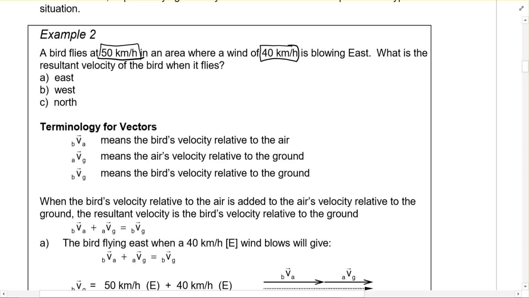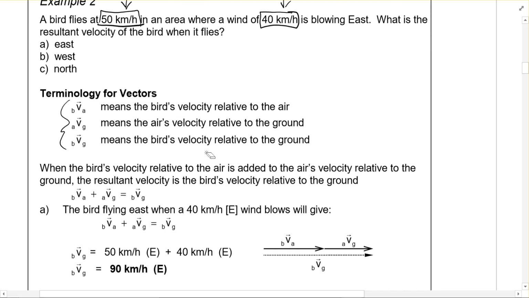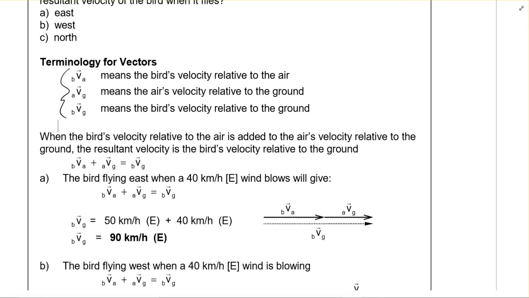So that's what we want to find, right? If this is how fast the bird can fly, and this is how fast the wind is blowing, how fast is the bird going in the end? That's what the bird's velocity relative to the ground means. Hopefully that makes sense, because it's kind of like a tongue twister sometimes trying to figure out what it means. But try your best there.